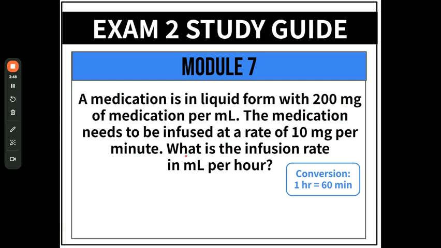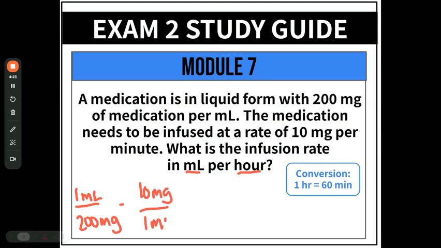However, our final answer is going to be in milliliters per hour. So I'm going to put the milliliters on top just so I can help myself out to get a nicer answer. So I'm going to put the 1 milliliter on top for every 200 milligrams. Okay, so now how can I get rid of milligrams? Well, I have the medication infusion rate, and it's going to be 10 milligrams per 1 minute. So that gets rid of milligrams.